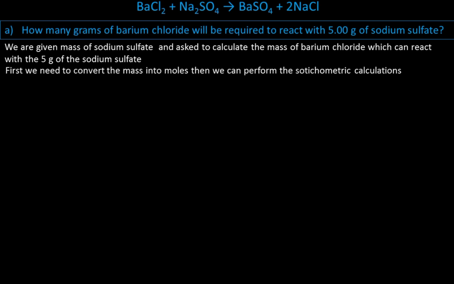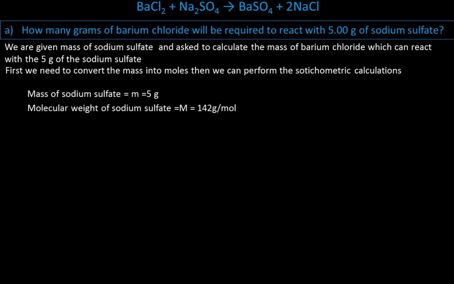So first, to perform our stoichiometric calculation, we need moles, and in the problem statement we are given the grams. So convert it into moles. We use the basic relation: number of moles is equal to the mass over molar mass. We know that the molecular weight of sodium sulfate is 142 gram per mole, and we have mass 5 grams, so we can easily calculate the number of moles using this relation.